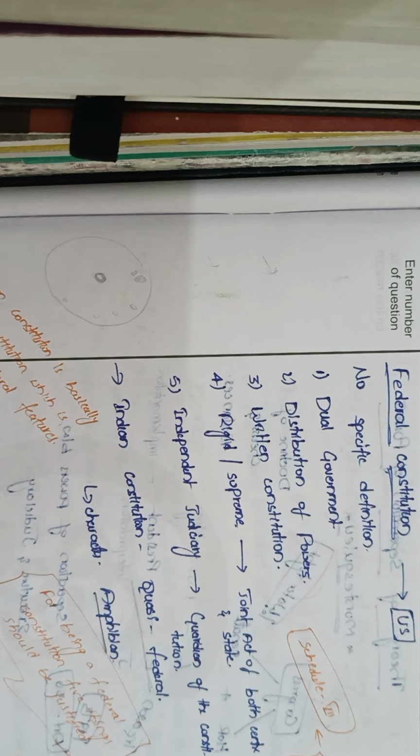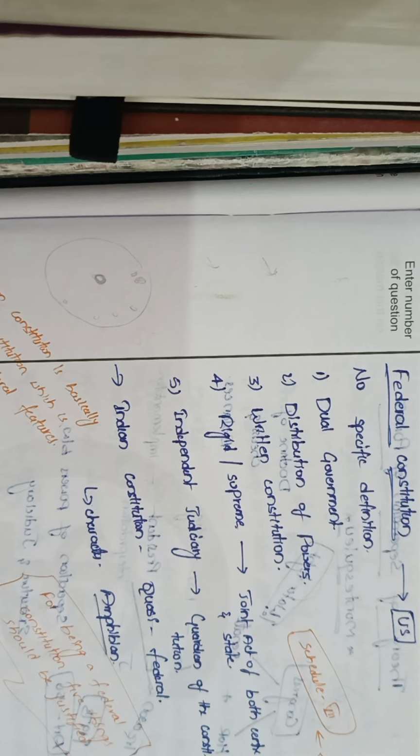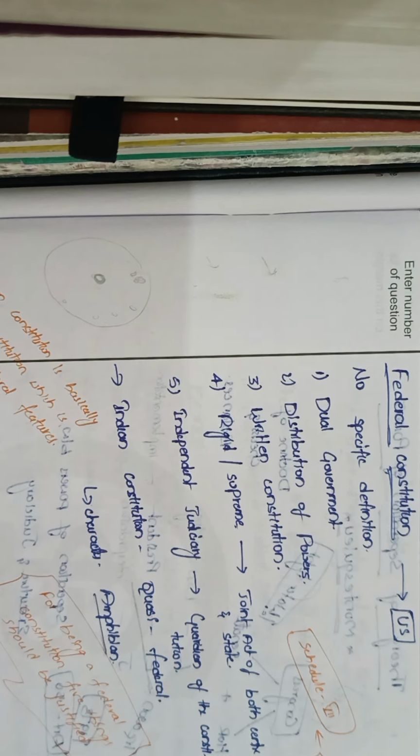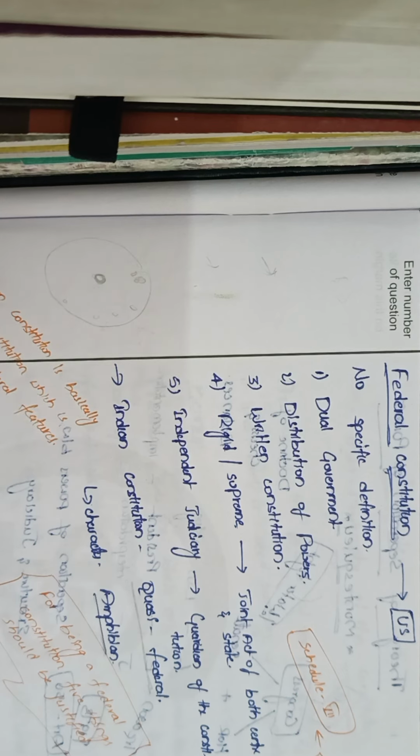One more piece of information I would like to add, friends: the Indian constitution is basically a unitary constitution with subsidiary federal features, and vice versa. Note this, friends. This will be useful in your mains answer writing. For being a federal constitution, these 5 things should be justified.